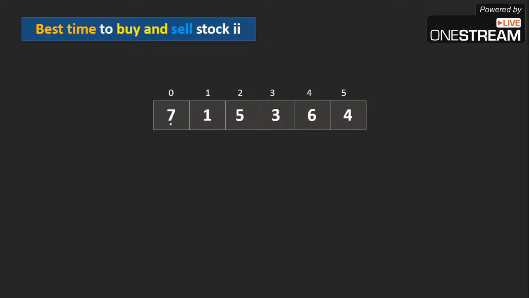This integer 7 means the price of a stock at this day 1 is 7. This is day 1. This is the index, okay? But this is day 1. At day 2 the price is 1. At day 3 the price is 5, and so on.